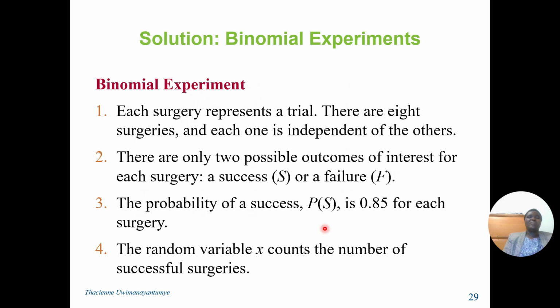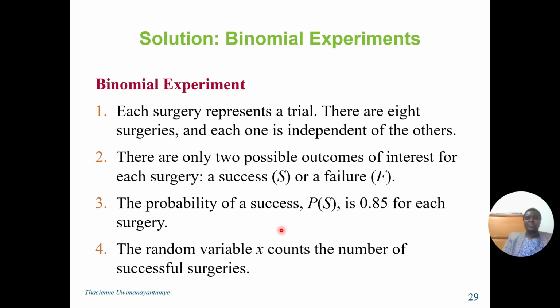This is a binomial experiment, but why? Because first, each surgery represents a trial, and there are 8 surgeries, and each one is independent of the others, as I have been saying. And secondly, there are only 2 possible outcomes of interest for each surgery. It may be either a success or a failure. I may get out from the surgery room alive or I may pass away. So either a success or a failure.